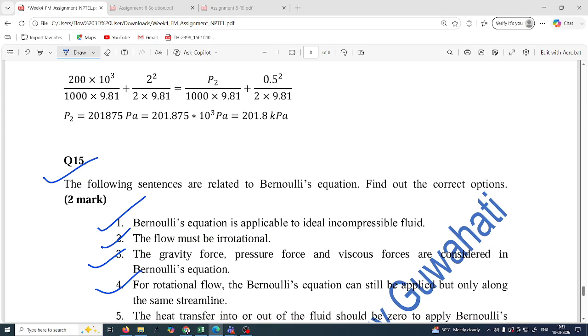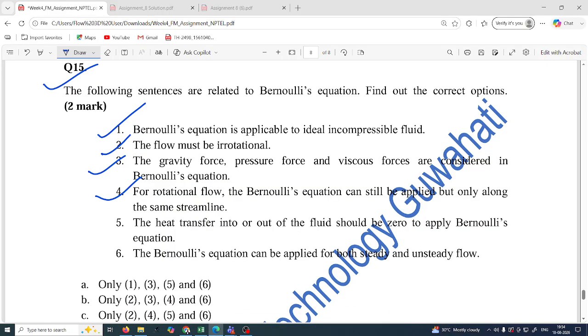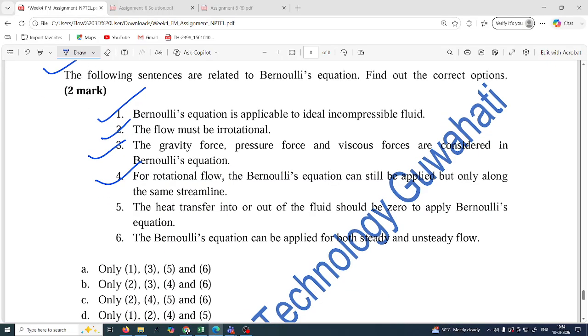So I think the option should be, oh, you have another also, 5 also you have, 6 also you have. Okay, so now 5 is, the heat transfer into or out of the fluid should be 0 to apply Bernoulli equation. 6, the Bernoulli equation can be applied for both steady and unsteady flow. So you have 4 options. Please just read the question very carefully, try to understand and try to write your answer in the chat box.